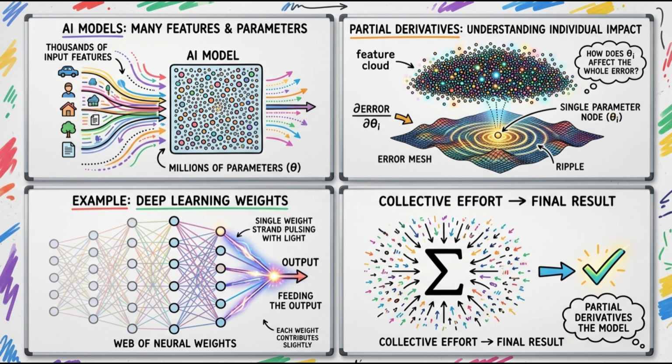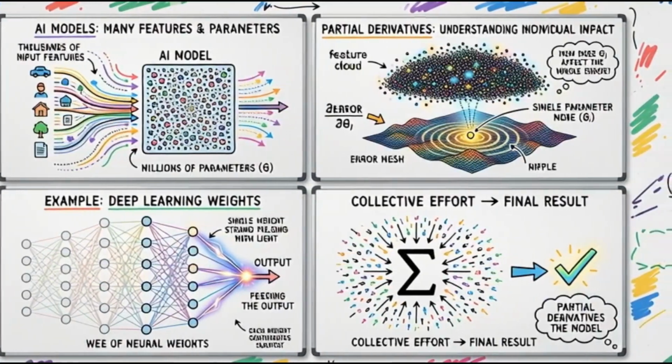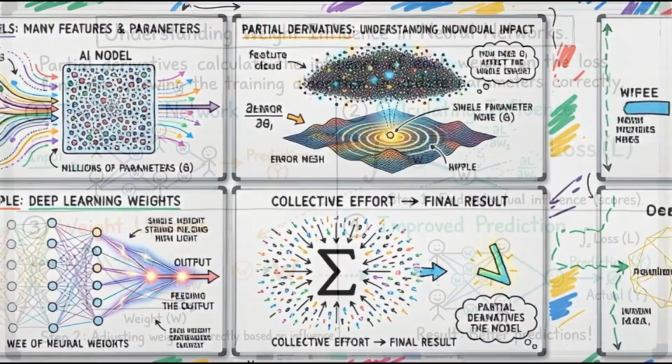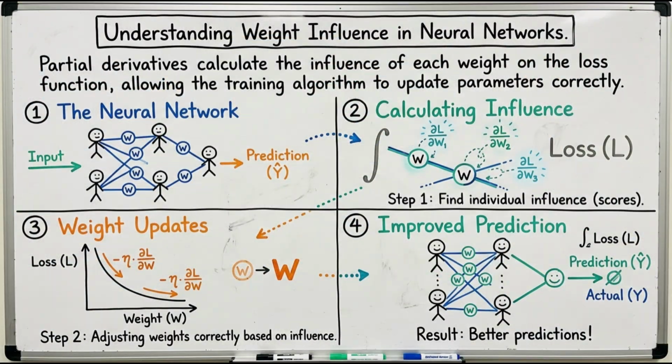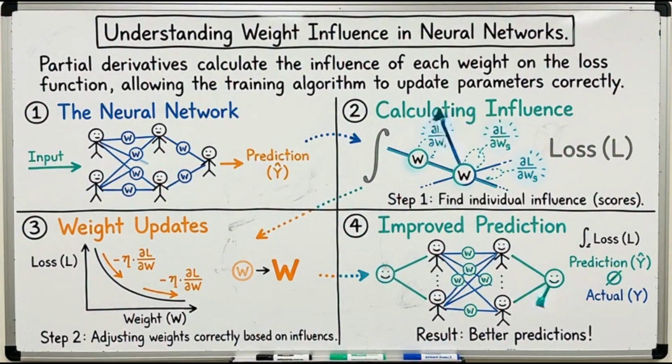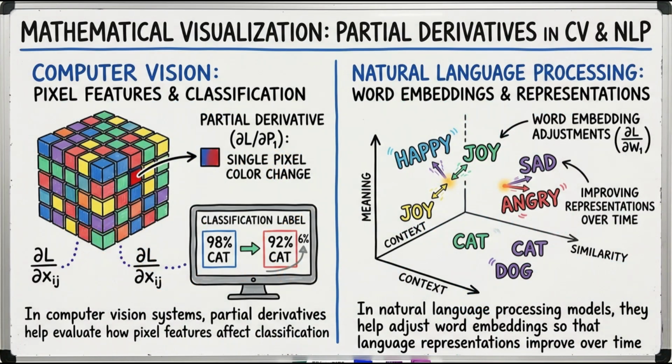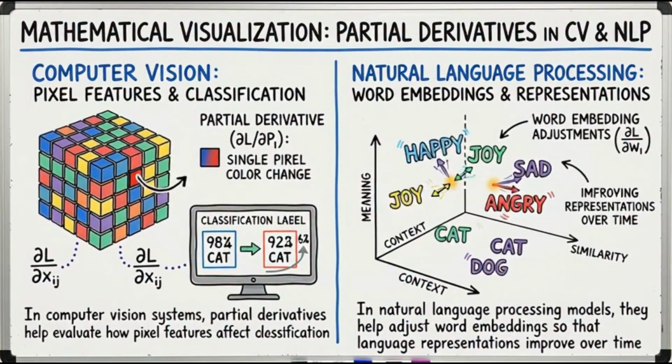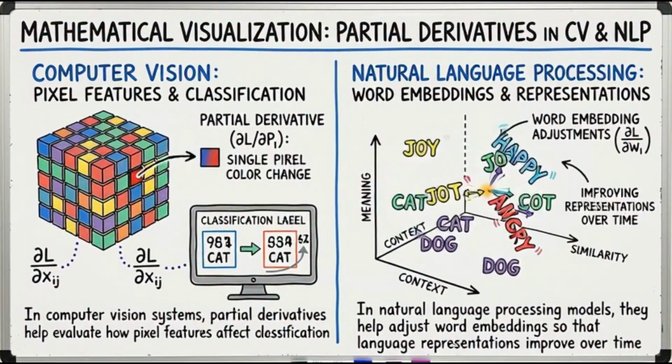For example, in deep learning models, each weight contributes slightly to the final output. Partial derivatives calculate the influence of each weight on the loss function, allowing the training algorithm to update parameters correctly. In computer vision systems, partial derivatives help evaluate how pixel features affect classification. In natural language processing models, they help adjust word embeddings so that language representations improve over time.